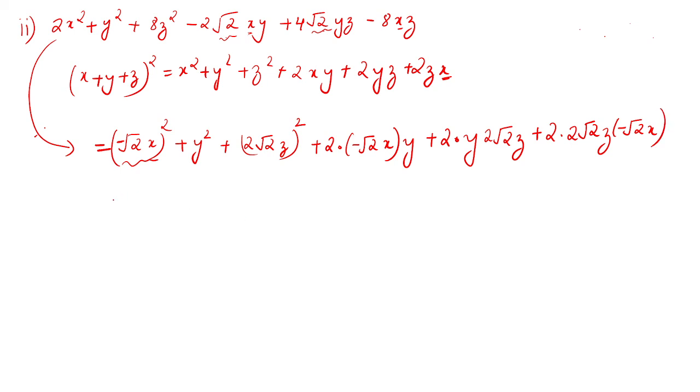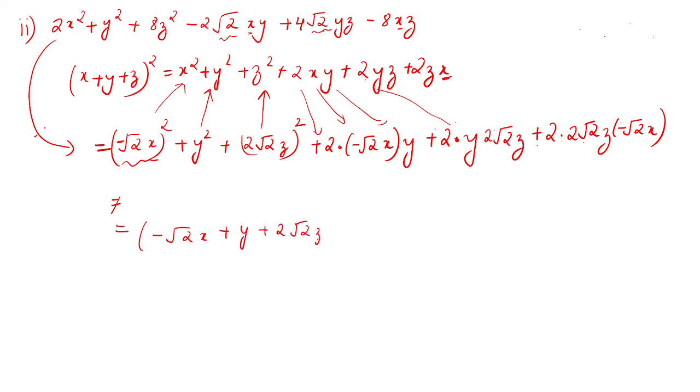Clear with this? Therefore, look at this. Is this equation not the same as x squared plus y squared plus z squared plus 2xy plus 2yz plus 2zx? So what can I write this as? Can I write this as minus root 2x plus y plus 2 root 2z the whole thing squared?